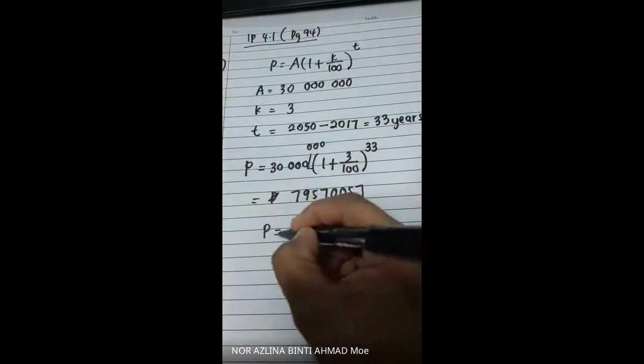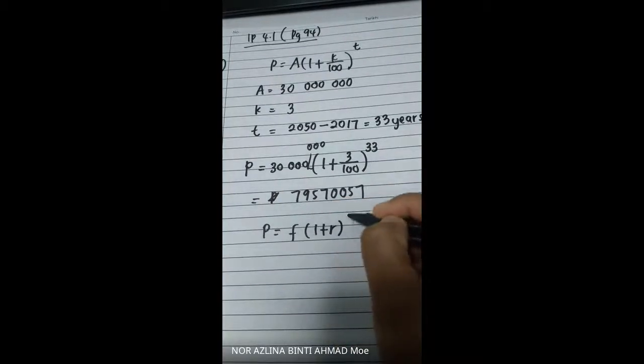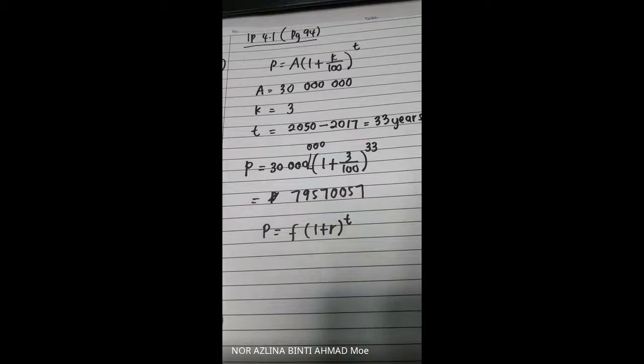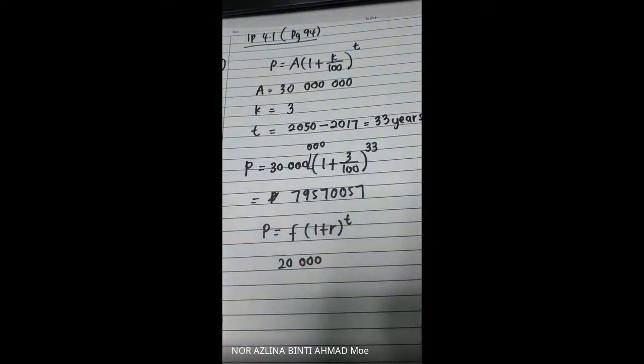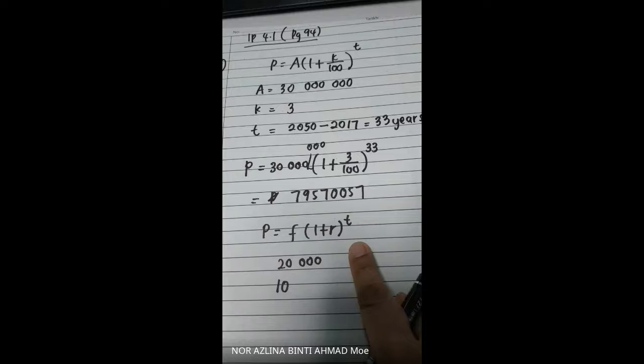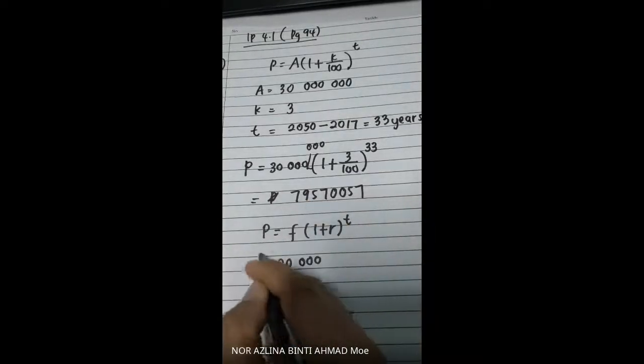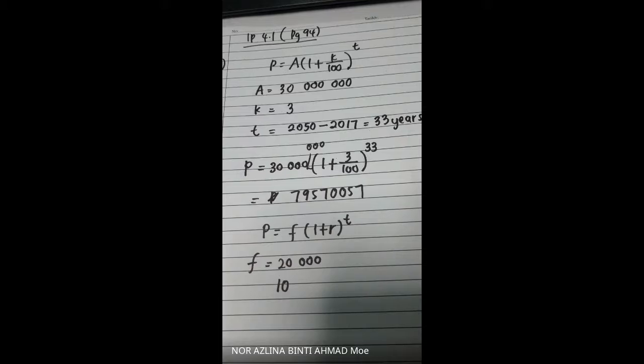Okay, next, number 8. Given P equal to F (1 plus R) to the power of T. Mr. Prakash invests 20,000 in a bank with an annual interest rate of 10%. Mr. Prakash's invested amount after T years can be determined by the formula. Okay, this is the formula. F is the initial investment. So initial investment is F, 20,000. R is the annual return rate. So annual return rate, this is R.